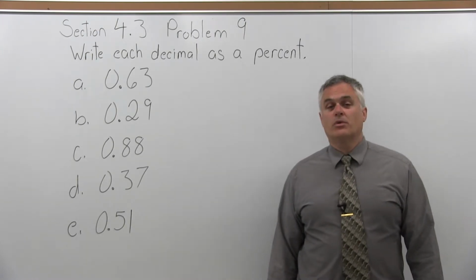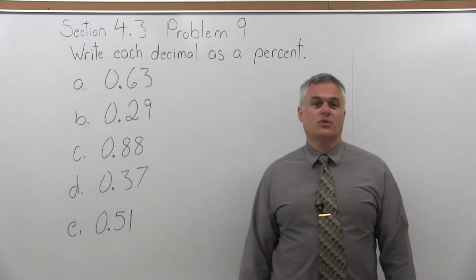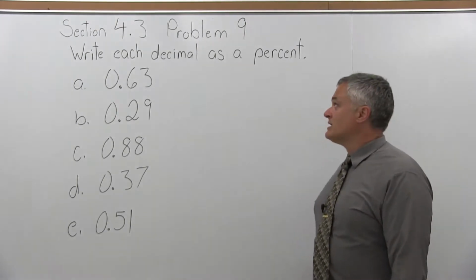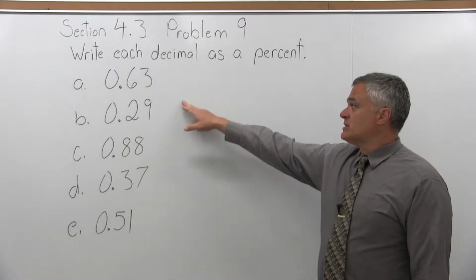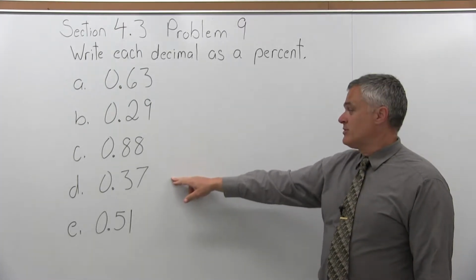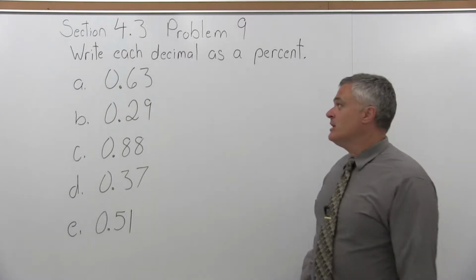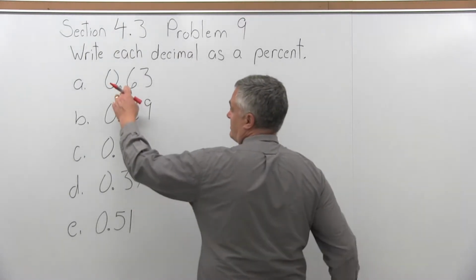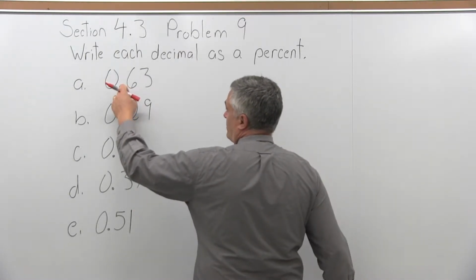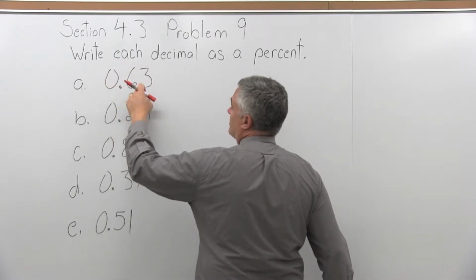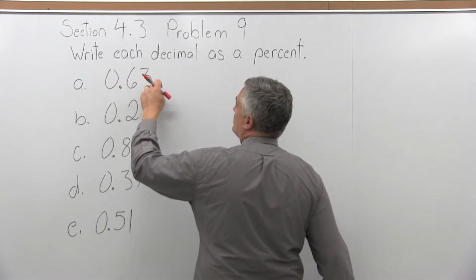This is Section 4.3, Problem 9. It says write each decimal as a percent. So we have 0.63, 0.29, 0.88, 0.37, and 0.51. So for any one of these, take the decimal where it's written. To convert it to a percent, you will move it 2 decimal places or 2 positions to the right.